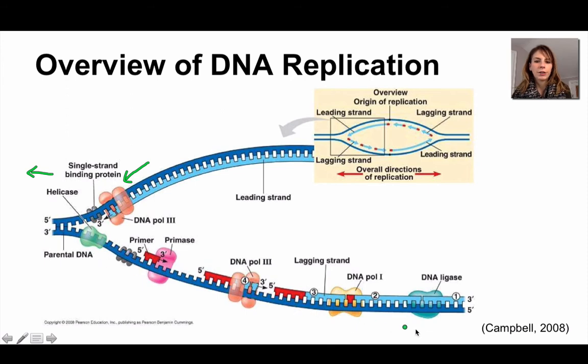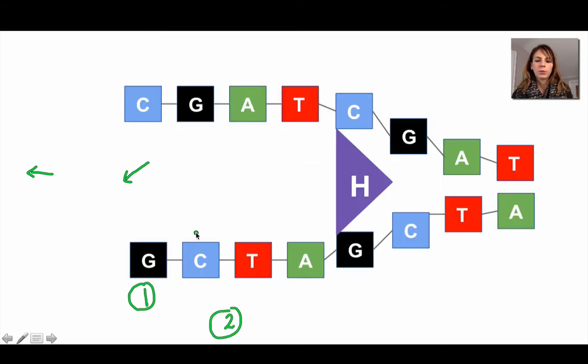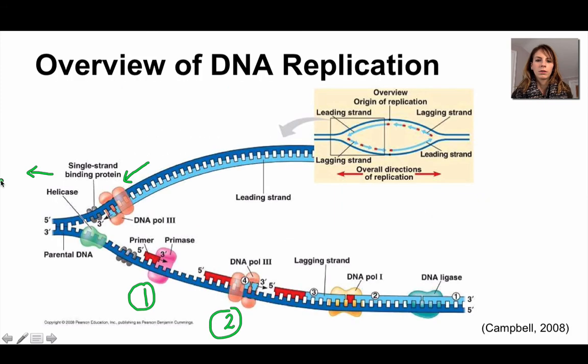On the lagging strand, right, things are getting made in pieces. We had these 4 different steps that we talked about on the lagging strand. The first step in the synthesis of an Okazaki fragment is that primase has to lay down a primer. Once that primer is there, in step 2, DNA polymerase 3 is going to extend that primer from the 3' end and add DNA nucleotides.